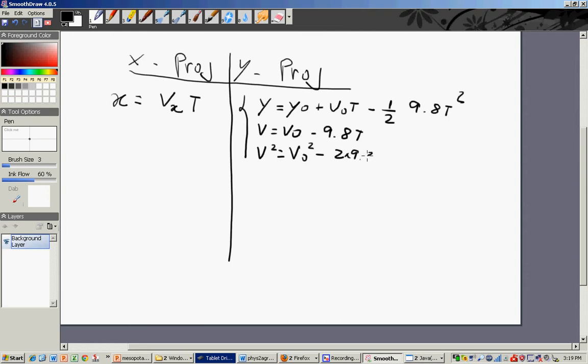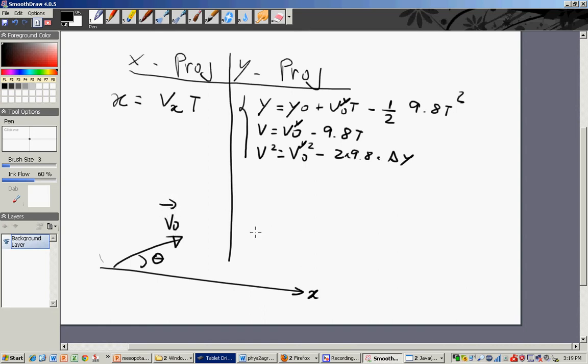The second one, and the third one. Okay, and I'm sorry, what is V naught in the y direction? What is V naught in the y direction is given by this.